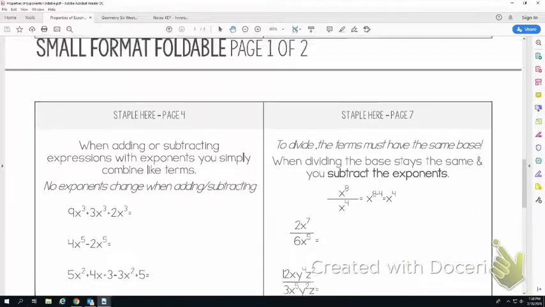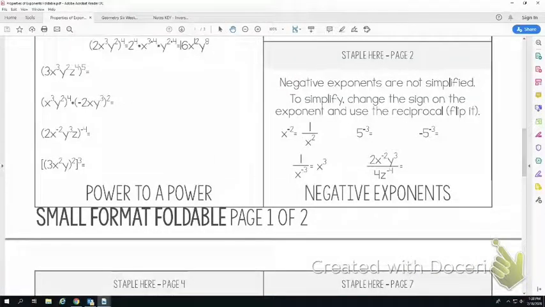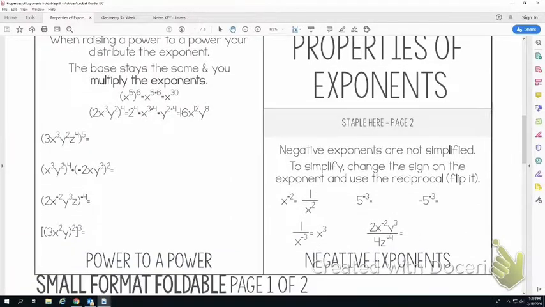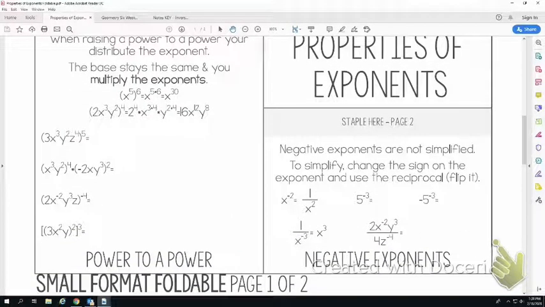Go to the other page. Go to, I think it's labeled page 6. The power to a power. So it says, when raising a power to a power, you distribute the exponent. The base stays the same, but you multiply it. So on the first example that they give you, this is pretty basic. You've got x to the fifth to the power of 6. 6 times 5 is 30, so it's x to the 30.